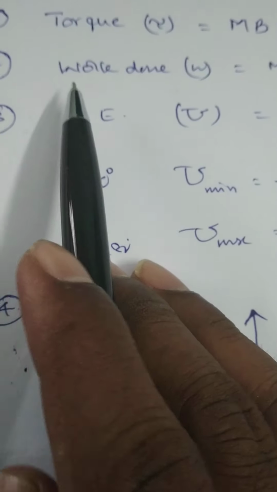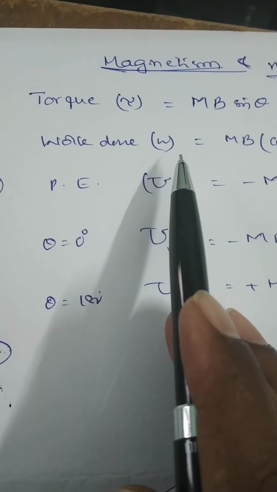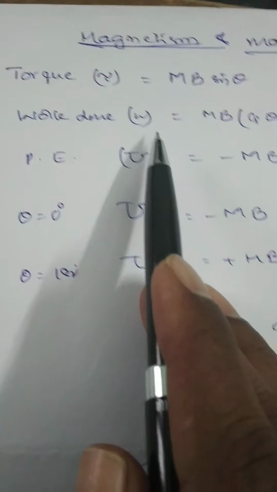Again, work done to rotate the dipole from an angle theta 1 to theta 2 is given by W is equal to mB into (cos theta 1 minus cos theta 2).